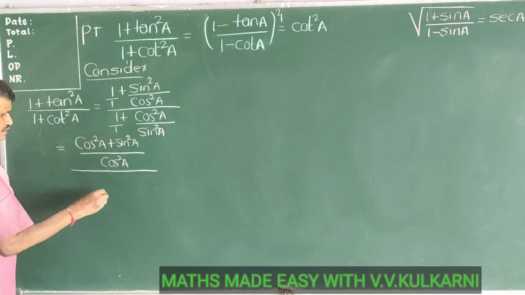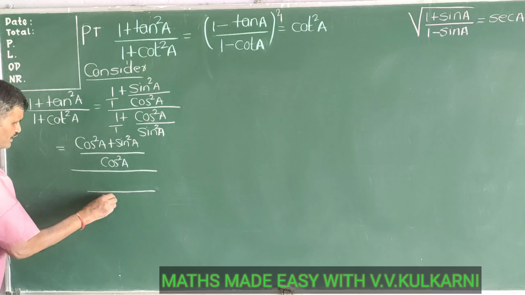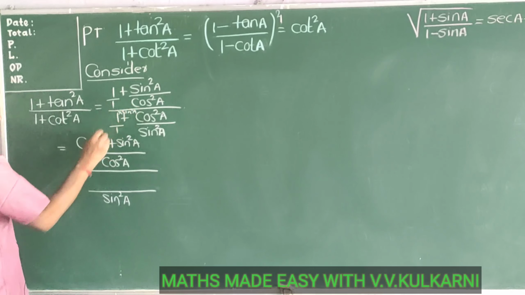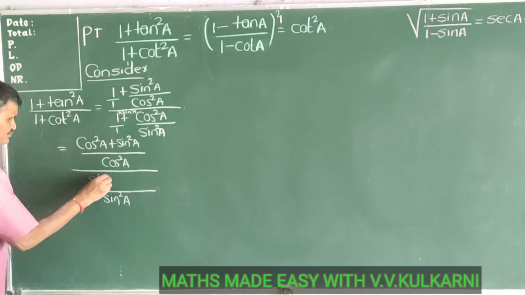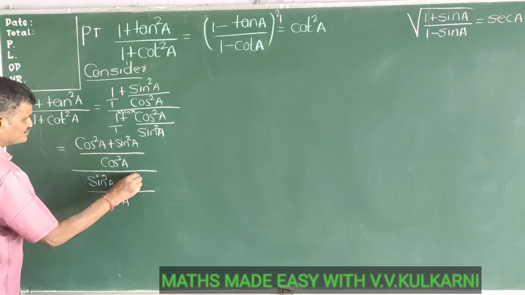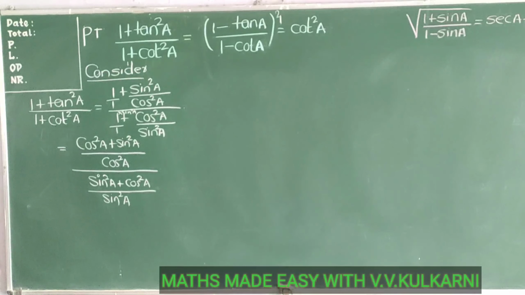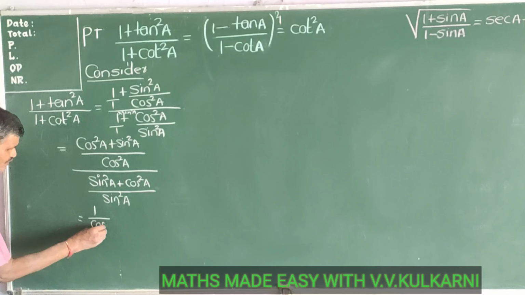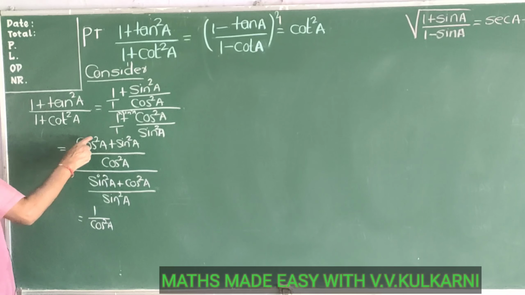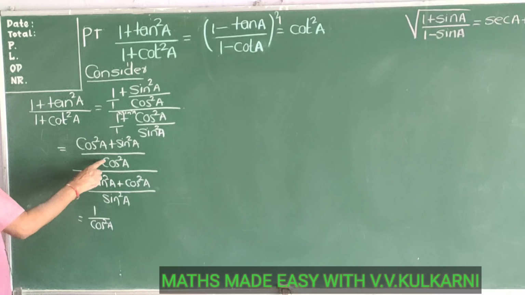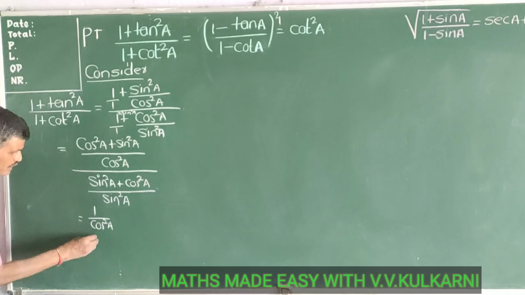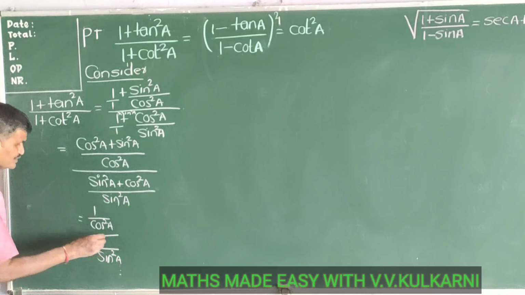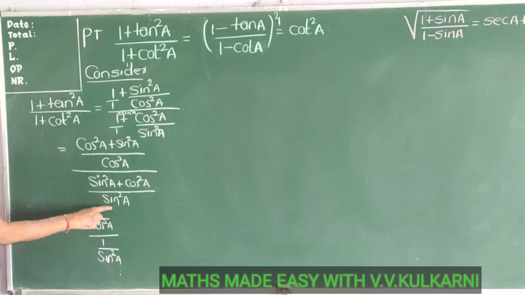Again, if I take the LCM here, this will be sin squared a, and I will have to write sin squared a plus cos squared a. If you further simplify, you get 1 by cos square a. From where did I get 1? Cos squared a plus sin squared a is 1, and this is divided by cos squared a. Sin square a plus cos square a is again 1. So 1 by cos square a, over 1 by sin square a.